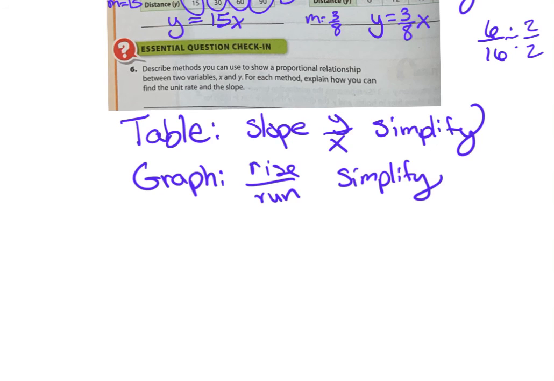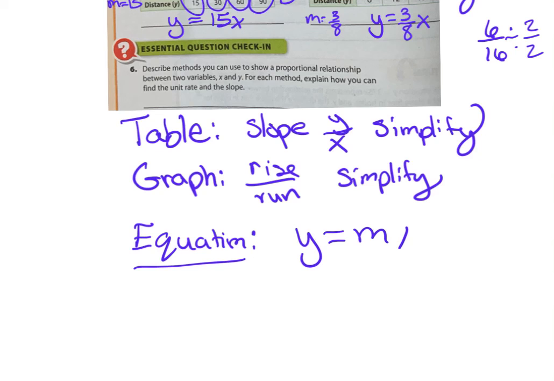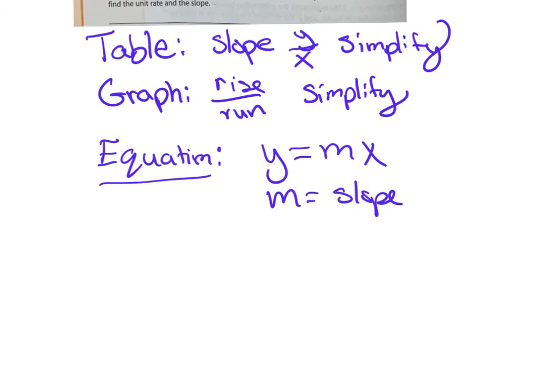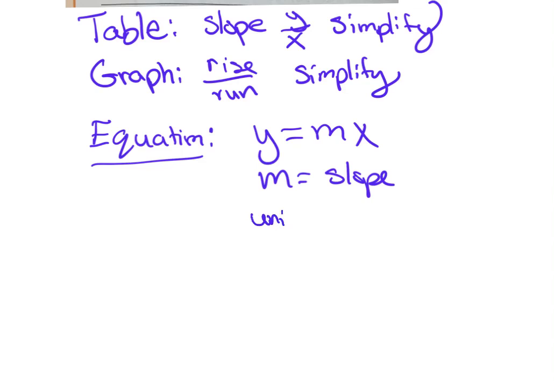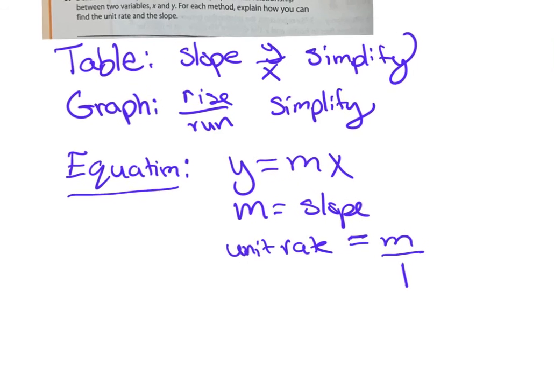We should not. And then the last way we did it was an equation, right? And how do we know what our unit rate is? When it simplifies. M equals slope. And unit rate is m simplified, right? Unit rate is m with a denominator of 1, right?